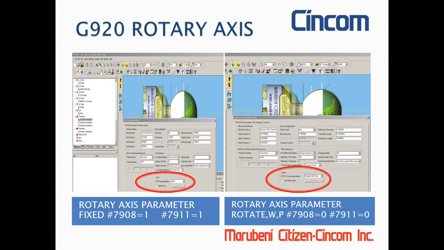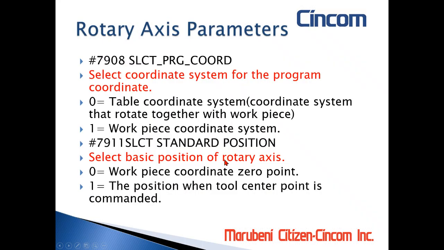Go ahead, Ray. In the same token, this is pretty much explaining that if you have those rotary parameter settings, one of those will be 1 and the other one will be 0.